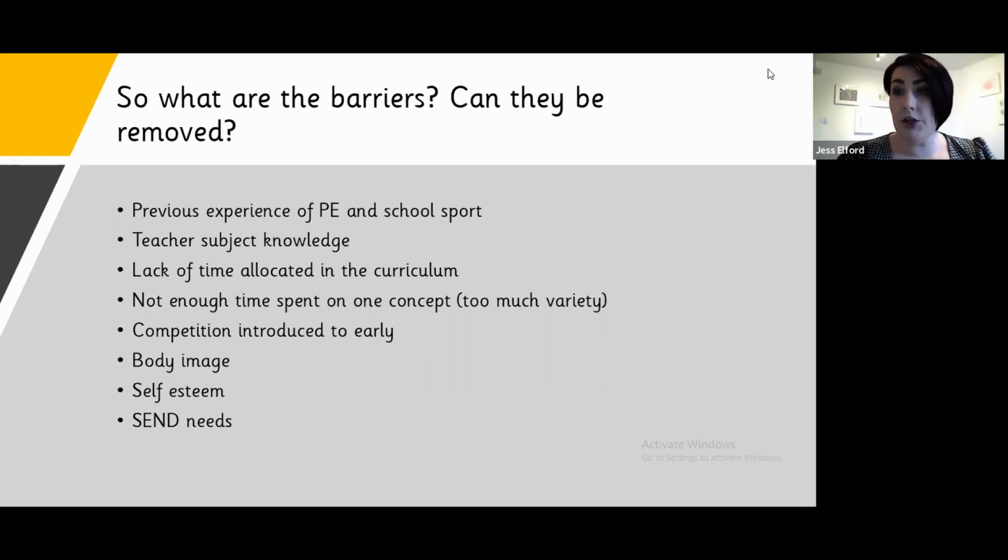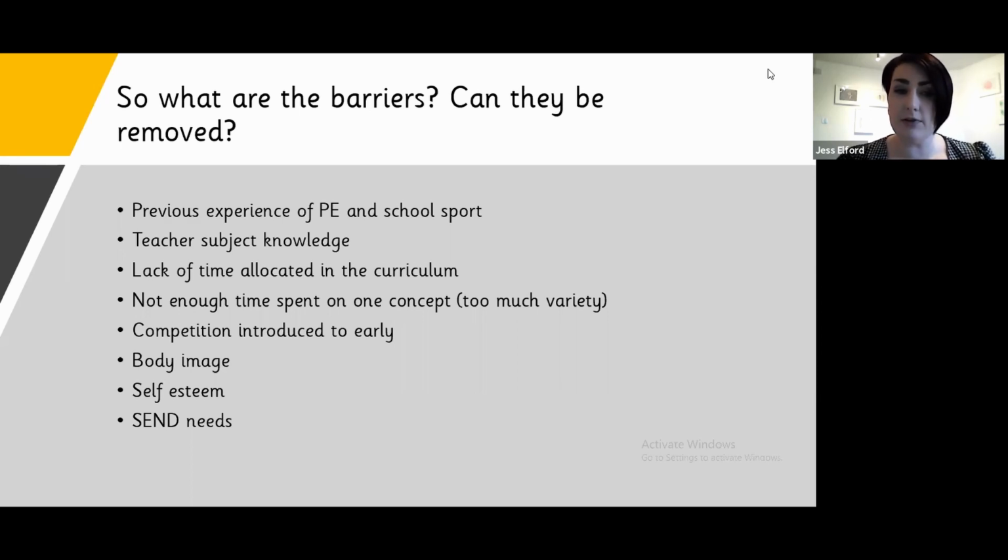Body image is huge. It's getting younger and younger each year where body image is becoming a bit of an issue. This might be where it comes to changing. So if schools are still changing within school, body image can quite often cause quite significant anxiety, particularly among young girls. But even if children are not changing in school for PE, if they feel self-conscious, they are not likely to want to perform at that level.